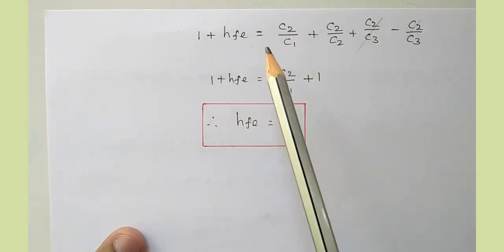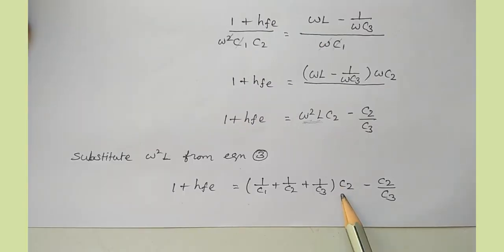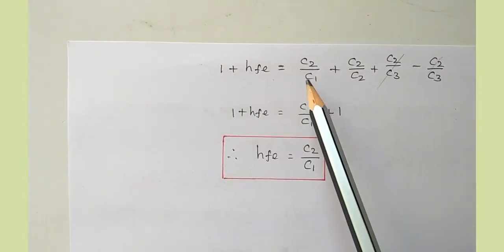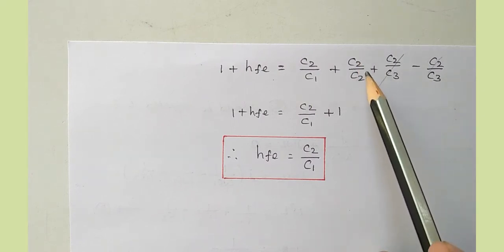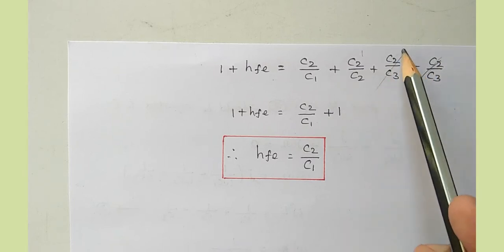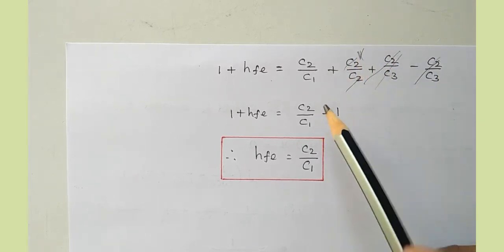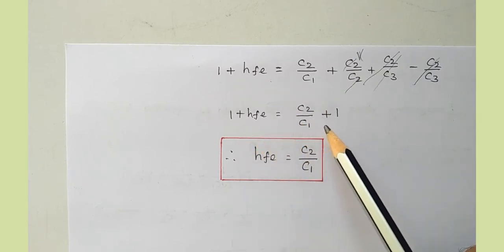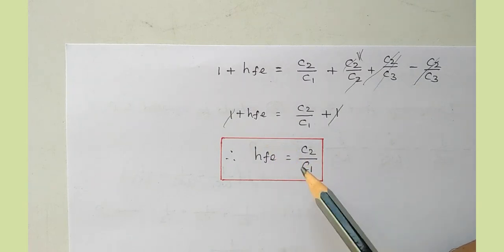In the next step, I do 1 plus Hfe is equal to, multiply C2 into the 3 terms. This becomes C2 by C1 plus C2 by C2 plus C2 by C3 minus C2 by C3. So these two get cancelled. Here these two are opposite terms, hence I cancel both. I will have 1 here. So finally I get 1 plus Hfe is equal to C2 by C1 plus 1. Here I cancel 1. Finally I get Hfe is equal to C2 by C1.